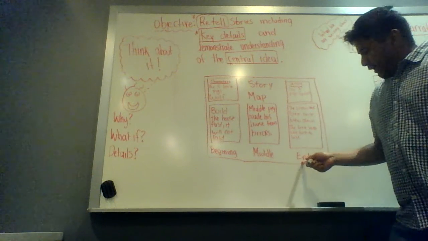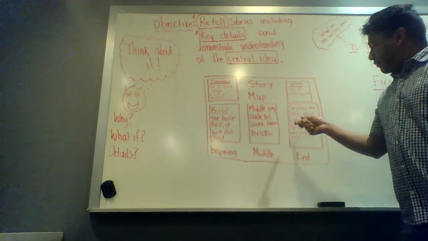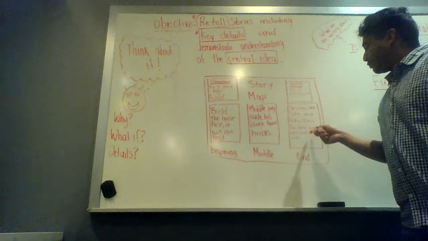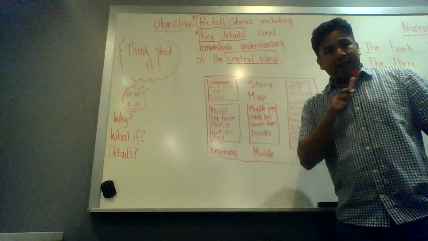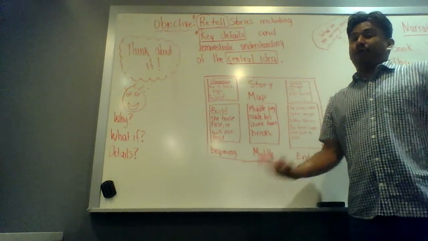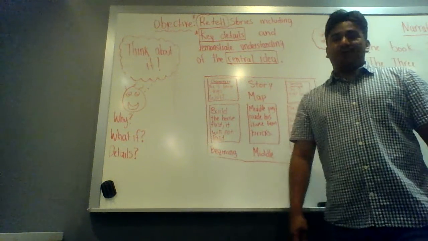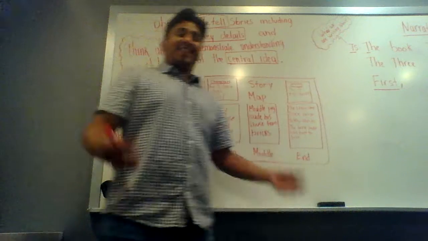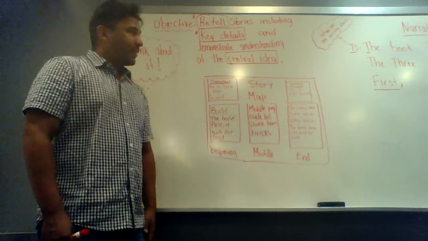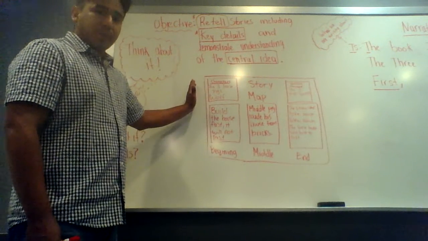Also, in the end, right? In the end, the brick house was built to last. That was the last house that stayed standing, and what ended up happening? Everybody ended up moving in with the middle brother to the brick house, right? So that is how we fill out our story map, okay, boys and girls?